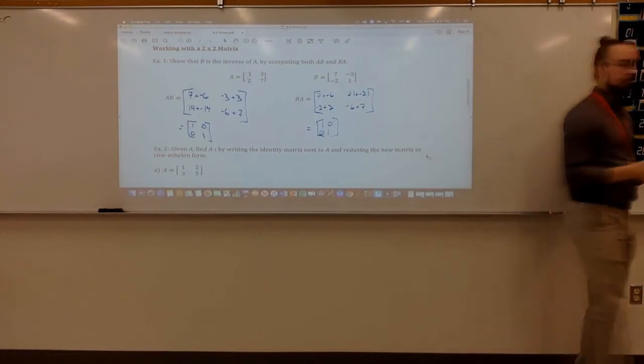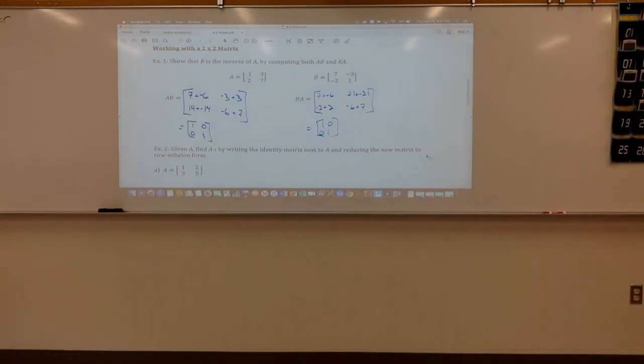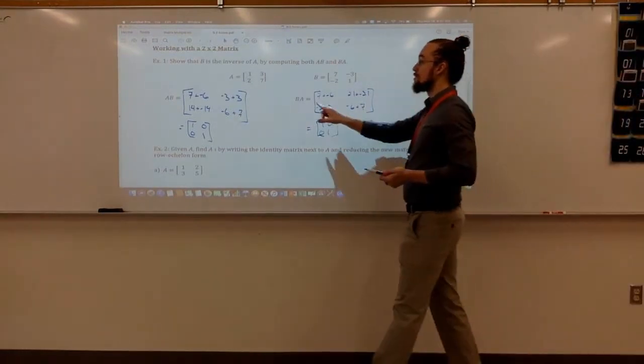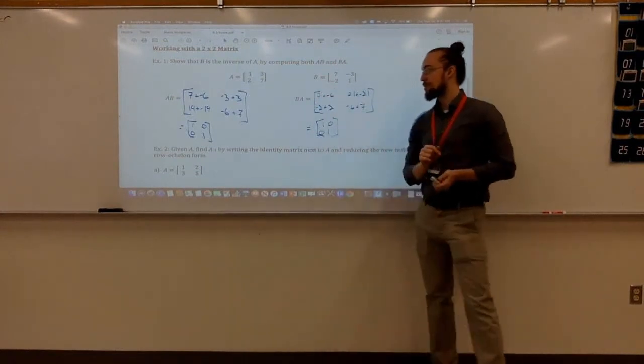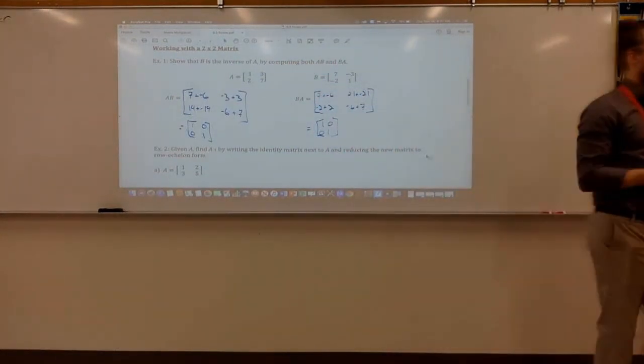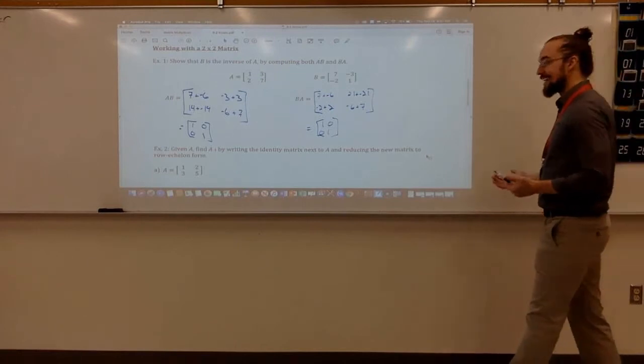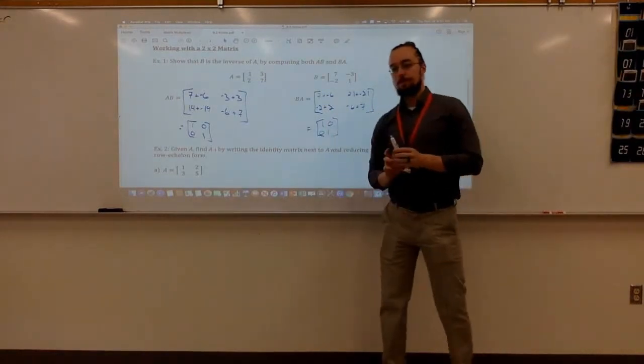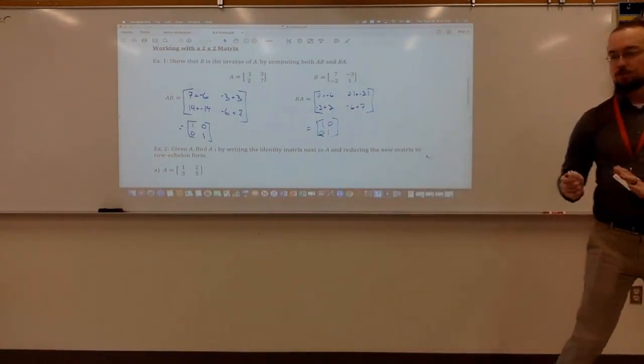Okay, so we should end up with 1, 0, 0, 1 when we multiply B times A. That means that these two matrices are inverses of each other. When I multiply them together, I get the identity matrix. Questions so far?